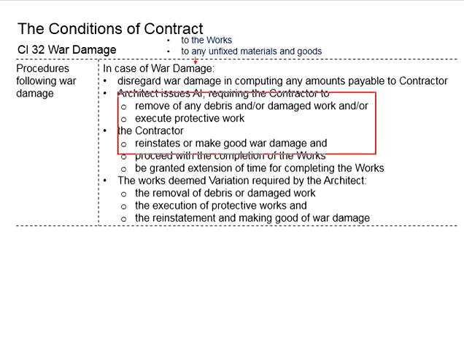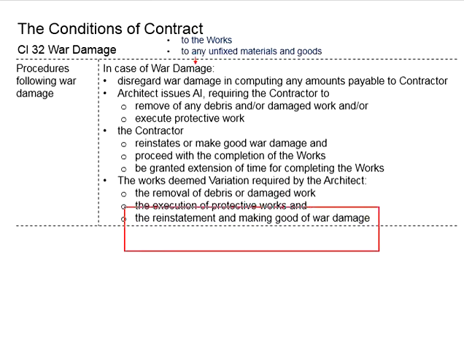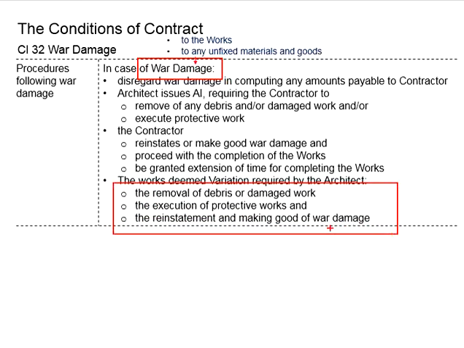Now these works are extra to what was initially agreed in the contract. As a result, this extra work is deemed to be variations required by the architect. When the work is categorized under variations, that means the contractor is entitled to claim for the work being done. Among those variations, it will include removal of the debris or the damaged work, execution of the protective work, and the reinstatement and making good of the war damage. These three items were never in the contract before. Now because of the war damage, this will require the contractor to do it.